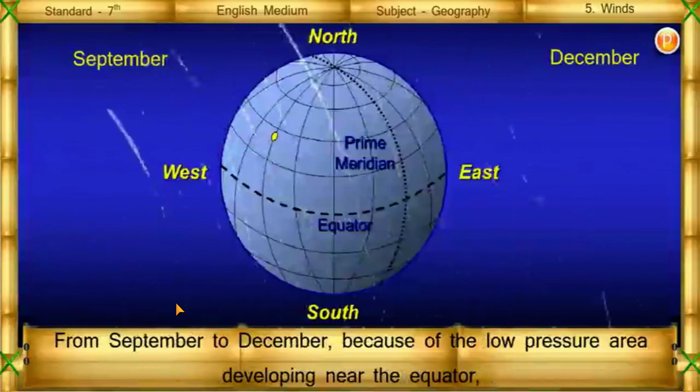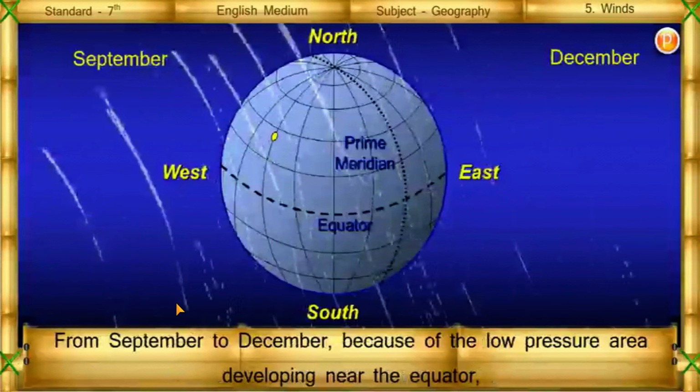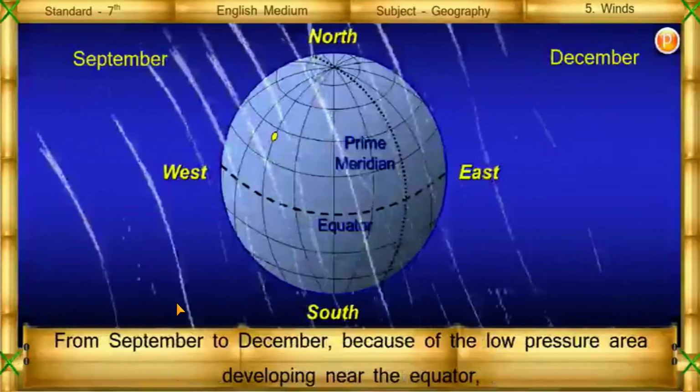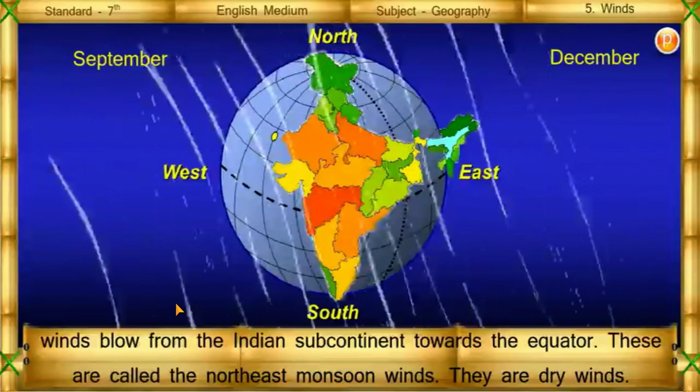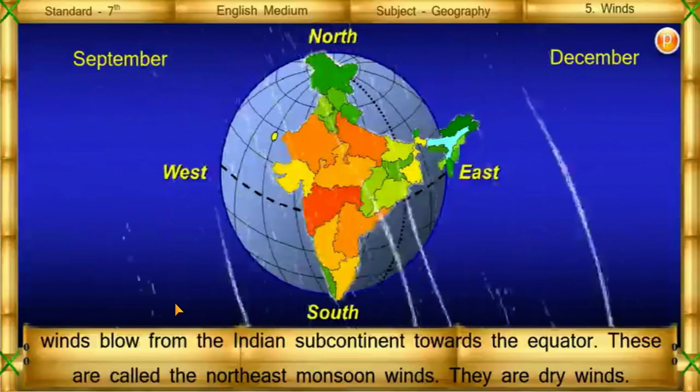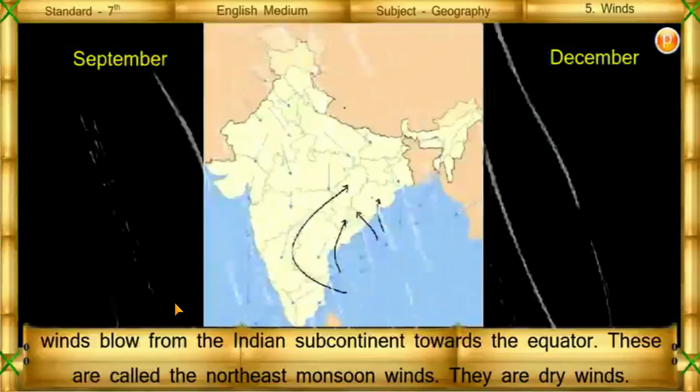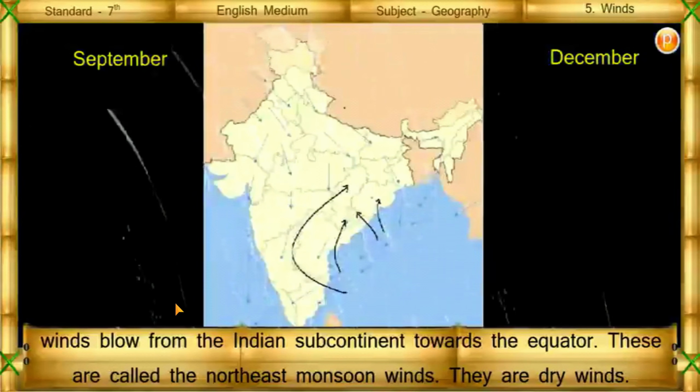From September to December, because of the low pressure area developing near the equator, winds blow from the Indian subcontinent towards the equator. These are called the northeast monsoon winds. They are dry winds.